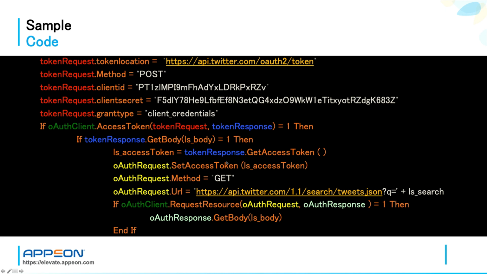Now we can access the Twitter API by sending an OAuth request object that includes the token. The request resource method will return an OAuth response object with the answer.